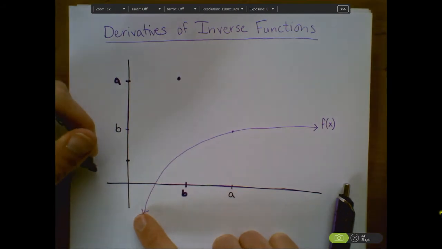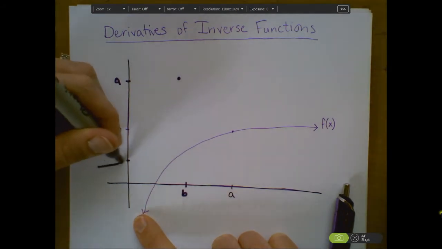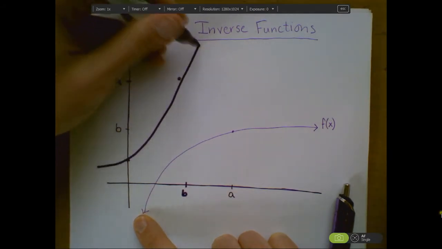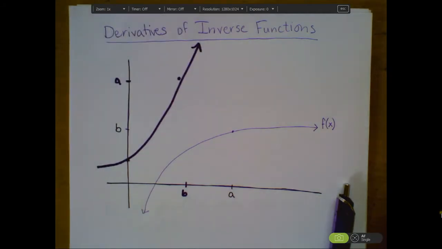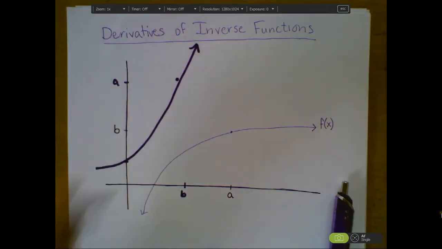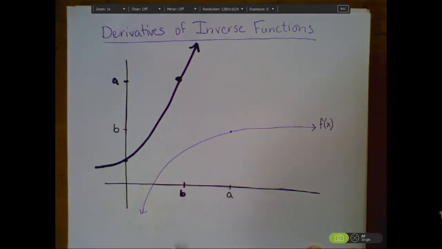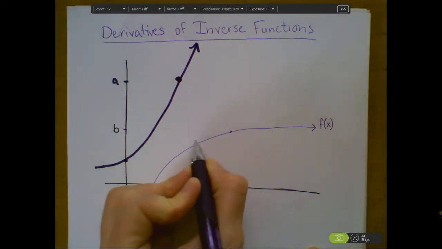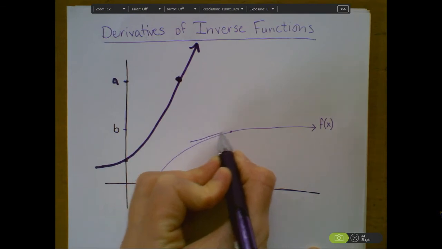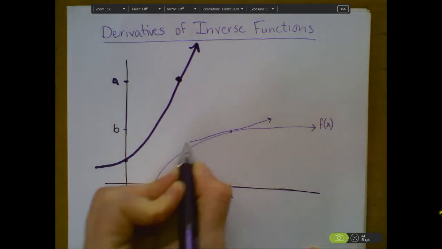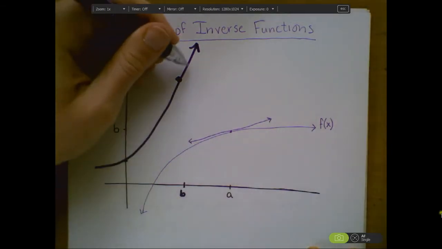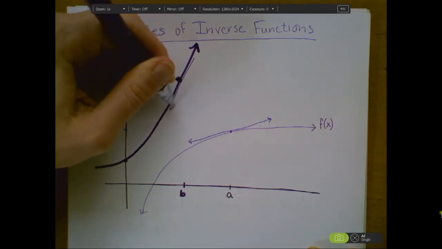And so it means that my inverse function is going to be something that looks something like that. I flipped it over the line y equals x, and I didn't exactly, there we go, now we're going through that point. Now let's think about, what does the derivative measure? It measures the slope of the tangent line. So let's sketch in the tangent line on our original graph, and see how that compares to the tangent line on our inverse function graph.